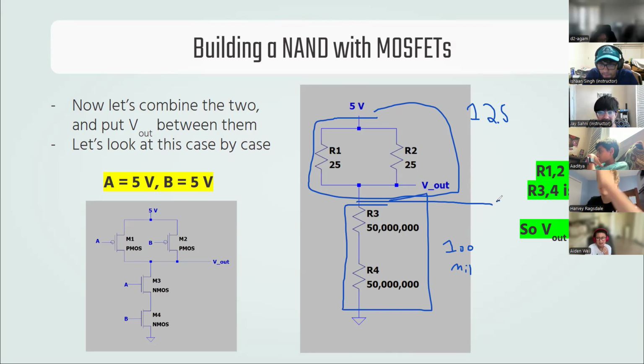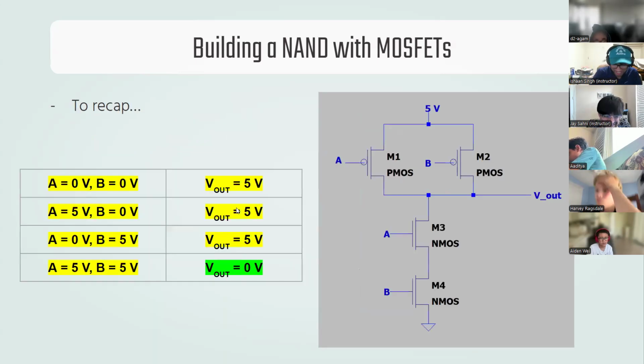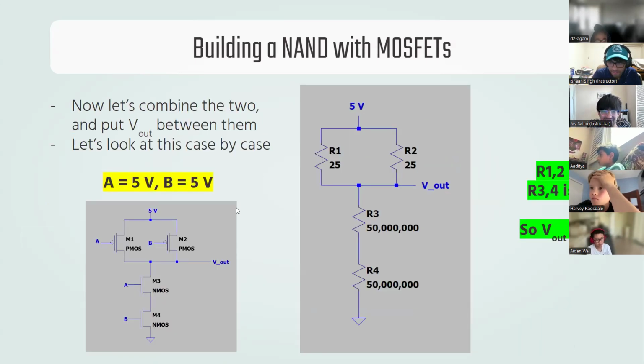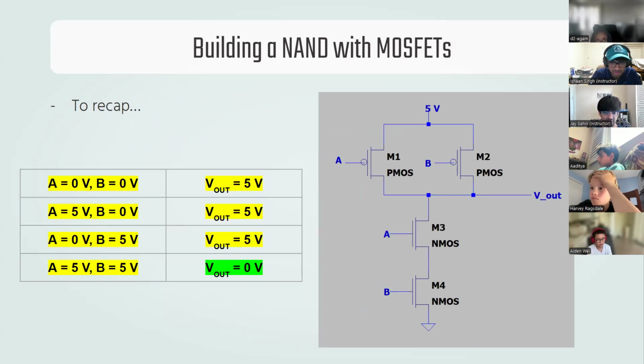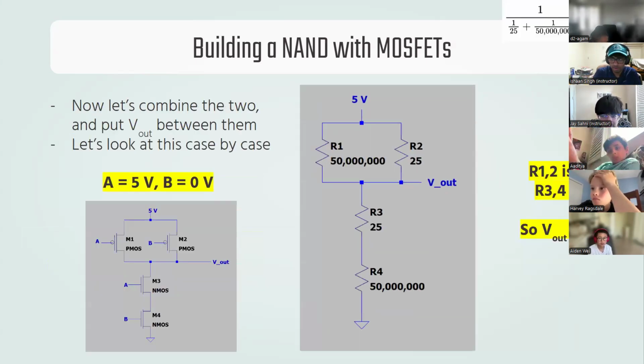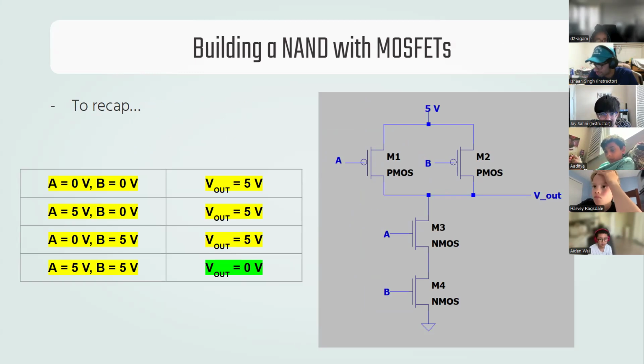Since we take V out between them, V out is going to actually be a lot closer to... wait a minute. Yeah, there's something sus here. I think I made a mistake in the slides. Uh-oh. Let me back up for a second. This is okay, there might be a mistake here. I apologize for that.